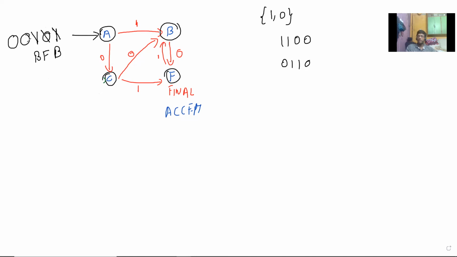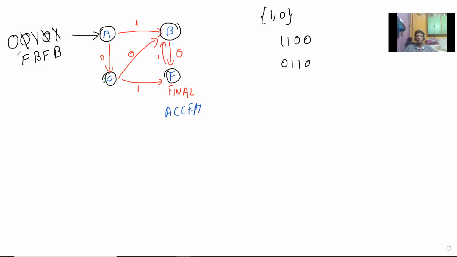Okay, now you're at B and you're reading a 0. So you again go to F. But now at F, you cannot read a 0. That's not in our machine, right? At F, if you take in 0, then where do you go? Nowhere, you're stuck. So it cannot be read. There is an error it will throw up. This word I cannot read.